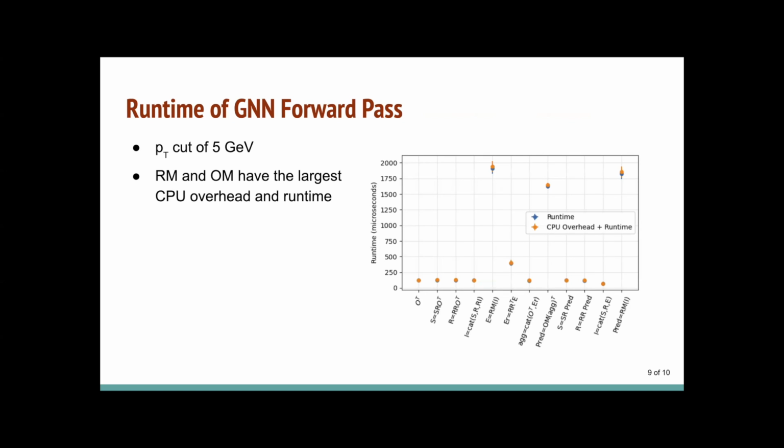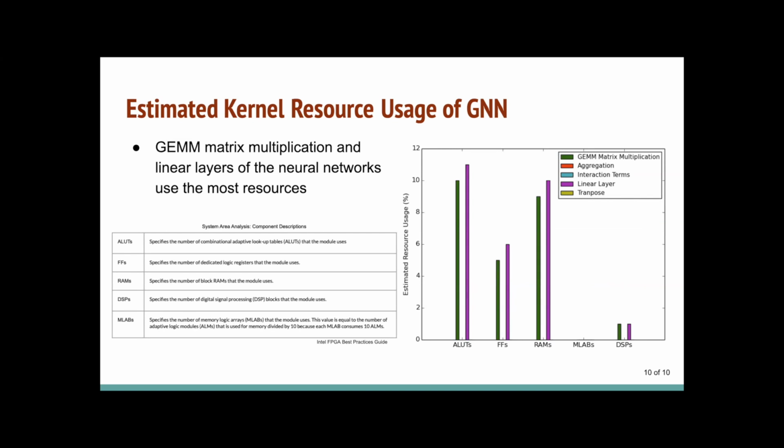This plot shows the runtime of a forward pass of the GNN with a PT cut of 5 GeV. And these PT cuts are used to control the graph size. We can see that the neural networks have the largest runtimes, and CPU overhead from data transfers ranges from 1500 to 2000 microseconds. This plot shows the resource usage estimation of each kernel used in the OpenCL implementation of the GNN. You can see that the matrix multiplication kernel and linear layers of the neural networks are the ones that use the most resources.